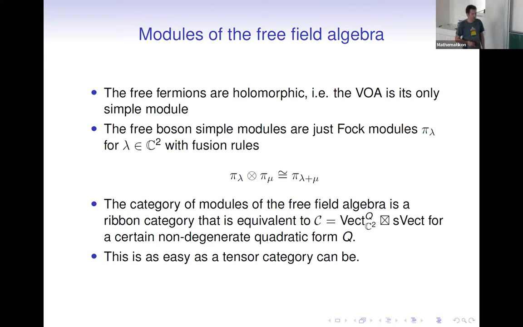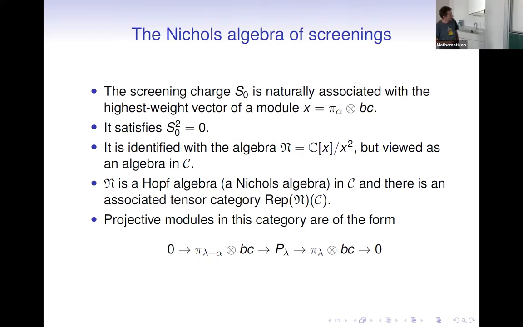This is really as easy as a tensor category. So it would probably be one of the first ones. I mean, you would see that very, very quickly in the tensor category. Okay. But we want to get a complicated category, so somewhere we need to introduce a little bit more complicated. And this is called the Nichols algebra.